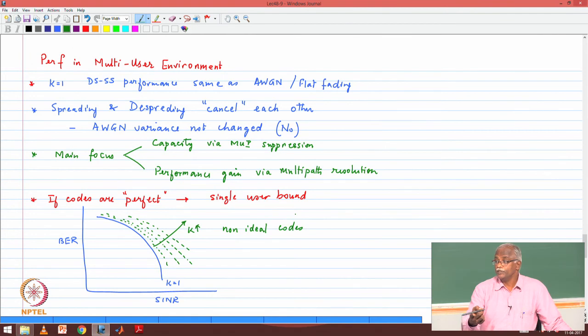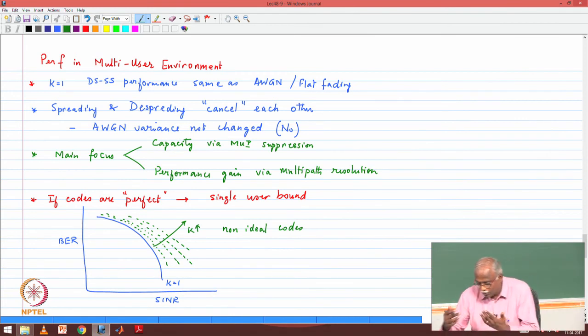Our PN codes, M sequences scrambled, are they ideal codes, perfect codes? No. They do have some leakage that will come in. So, all of our CDMA systems will have this. Whenever you look at the performance in a CDMA system, multi-user environment, you will always talk about a single user bound, because you always want to see how far off you are from the single user bound. The closer you get to the single user bound, the better is your system, and therefore how well you have designed your system. So, the single user bound serves as a reference for any of our discussions.